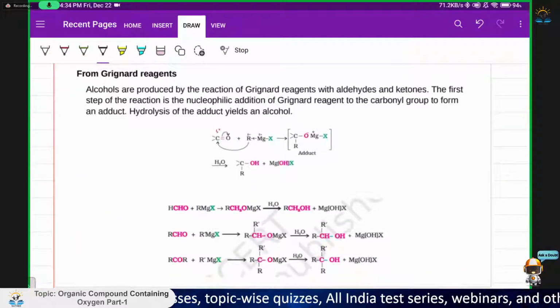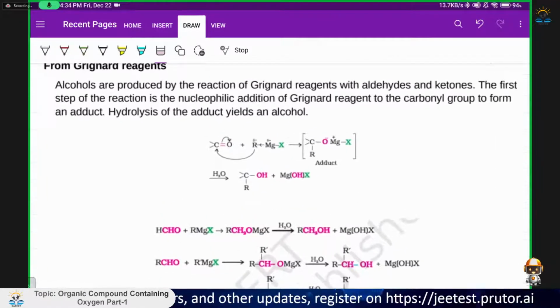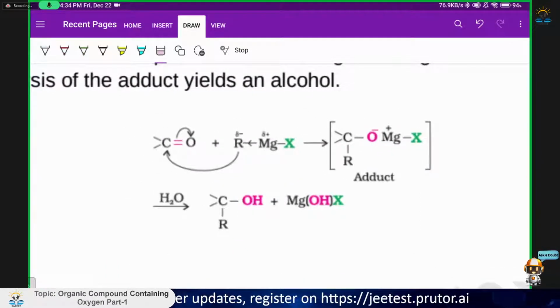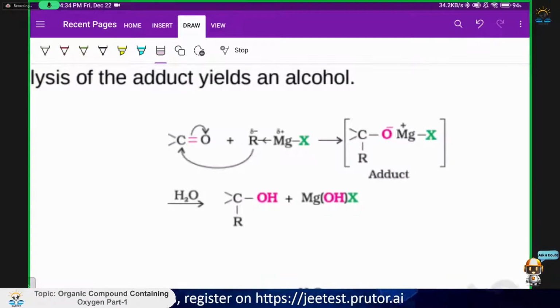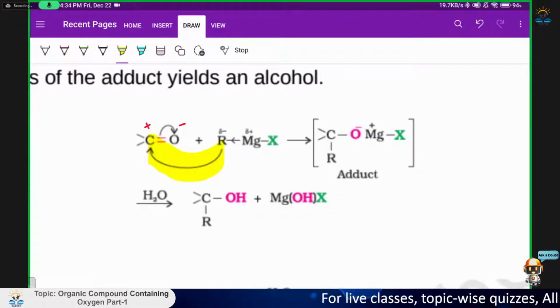Now from Grignard reagent, alcohols are produced by the reaction of Grignard reagent with aldehydes and ketones. The first step of the reaction is the nucleophilic addition of Grignard reagent to the carbonyl carbon to form an adduct. So here, in the carbonyl group, oxygen has a slight negative charge and carbon a slight positive charge. When the bond gets shifted, oxygen gets a negative charge, and carbon gets a positive charge. Nucleophilic addition is the first step in this reaction. The alkyl group gets added on to the carbon and we get an adduct as an intermediate in this process.